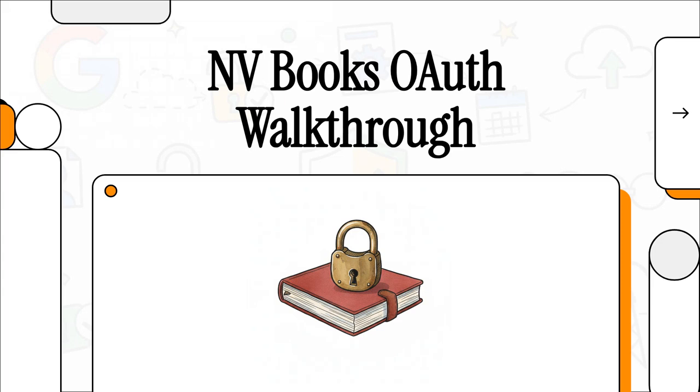In this explainer, we're going to walk you through the exact chronological user flow for NV Books. Our goal today is to clearly justify why we're requesting restricted scopes for Gmail and Google Drive and show you exactly how they are used in action.